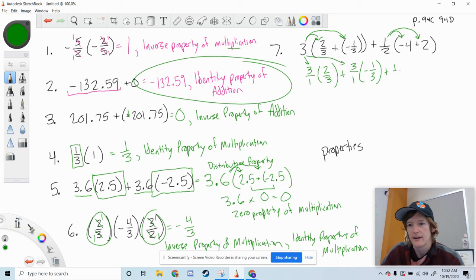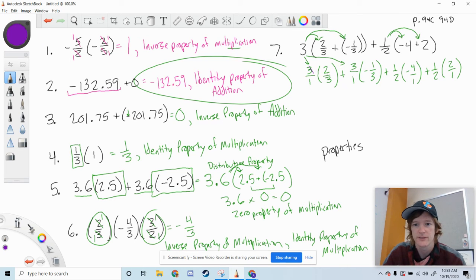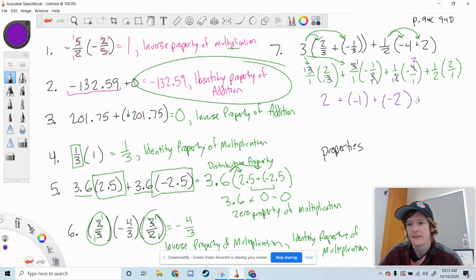Plus, I have 1/2 times -4/1 plus 1/2 times 2/1. And it looks like a lot of crazy math going on right now, but I'm going to get another color to help us out. This 3 and this 3 turn into 1's and 1's. So this is 2. This 3 and this 3 turn into 1's and 1's. So this is -1. This 2 and this 4, we can reduce those by 2. So this will be -2.